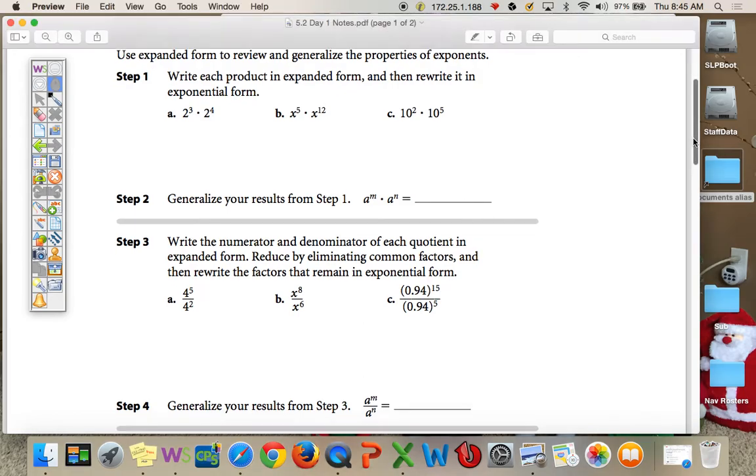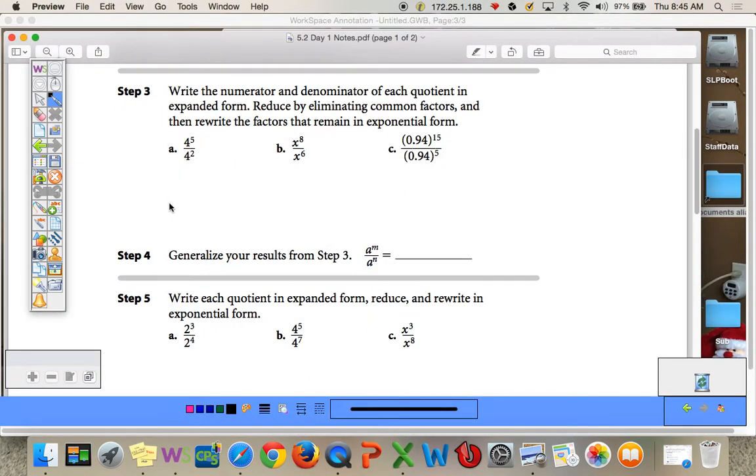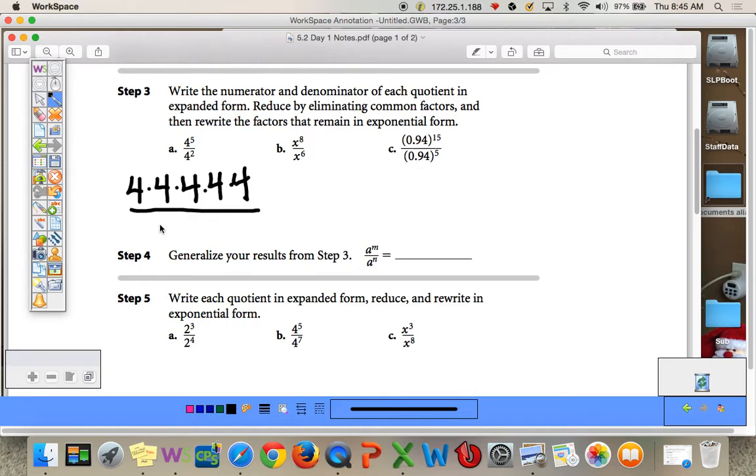Well, let's look at another rule. What about division? So we have 4 to the 5th over 4 squared. So if I write that out, I have 5 4s on top. I have 2 4s on the bottom. And we can cancel some things. Any number divided by itself is 1, and we're left with 4 to the 3rd.